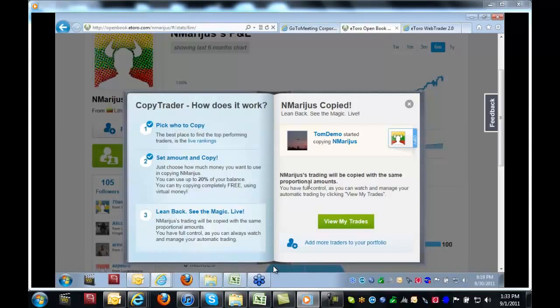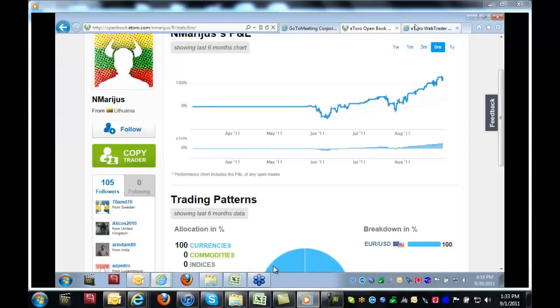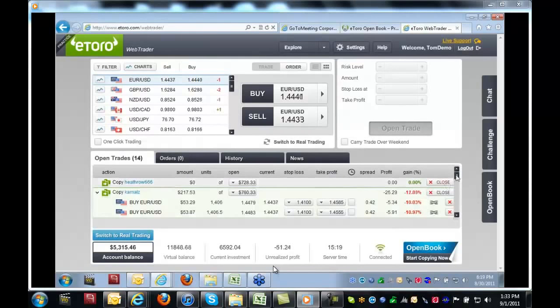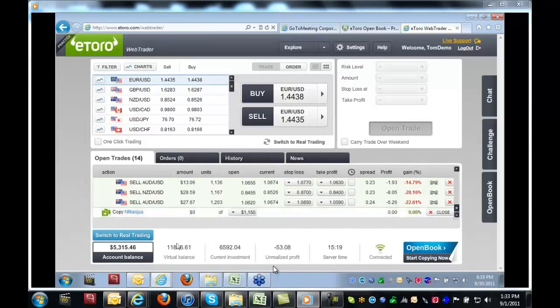So how can we best utilize this copy trader mechanism? Let's go to the web trader, which is where I have all my trades. All right, now you see some trades in red here, but I'm not worried, and you're going to see in a second why. There you go, copy and Marius. I have $1,150 ready for him. Right now he hasn't opened any positions. When he will, I will do the same with the same proportional amounts.